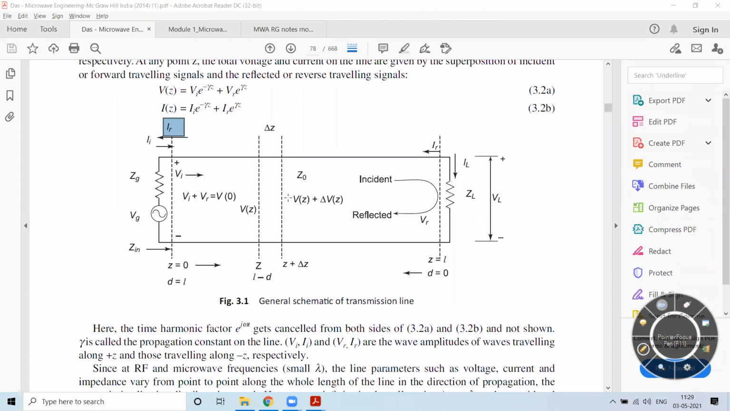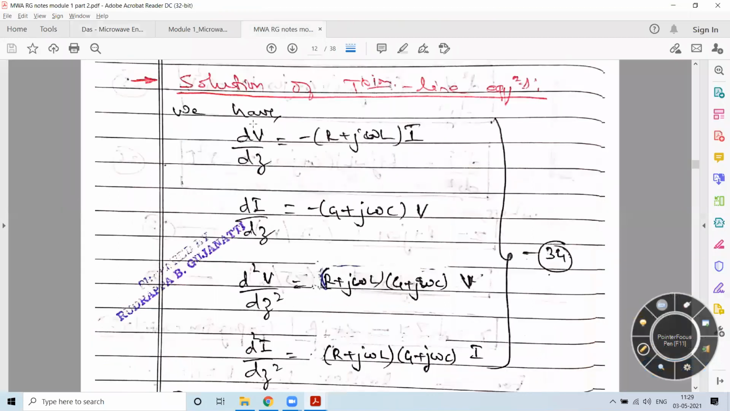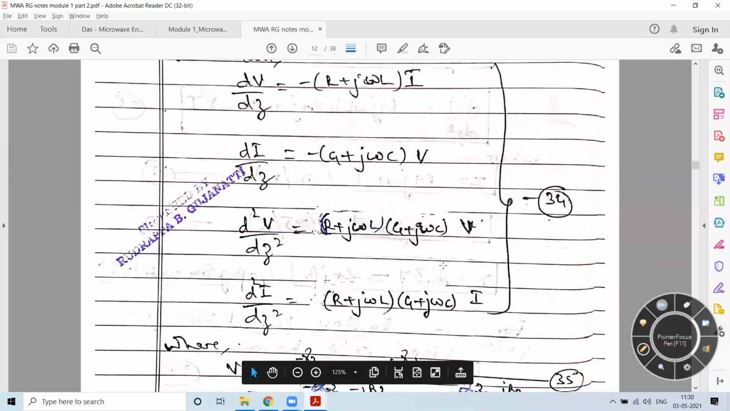So using this, how do I obtain the solution? Here, these equations, V and I, include both the incident and the reflected parameters. V will contain the incident and reflected voltage parameters, and I will also contain the incident and reflected current parameters. And this is again dependent on the gamma value, which is called the propagation constant. So what is the representation for this?